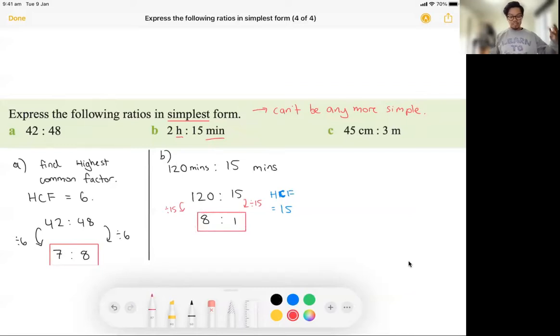Okay, so we've got something from 2 hours and 15 minutes. I can just say 8 to 1, a lot simpler. Okay, and last one, hope you guys are bearing with me.